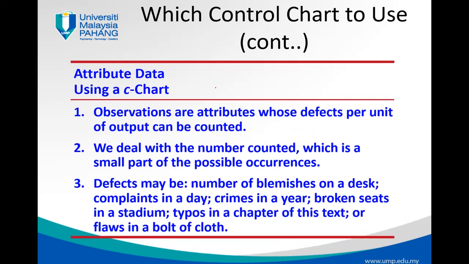Then for C chart, we deal with the number counted, which is a small part of the possible occurrences. Defects may be the number of blemishes on a desk, complaints in a day, crimes in a year, broken seats of a stadium, and so on. So we don't have information about the fraction, we just know the number of defects, so we use C chart.